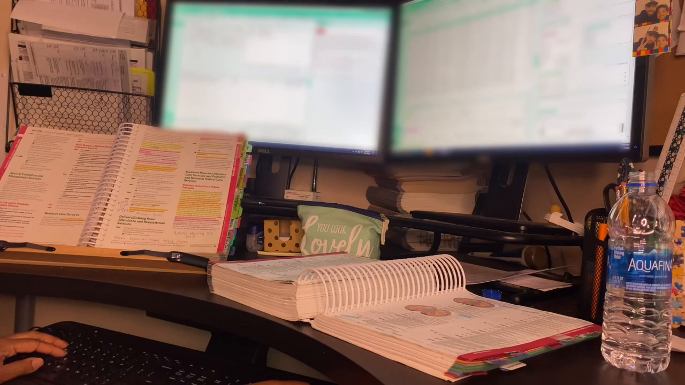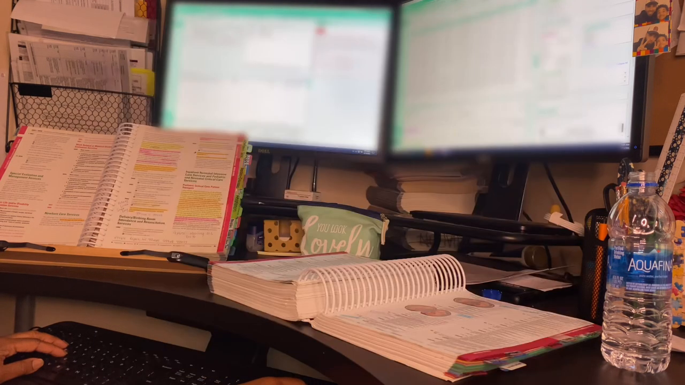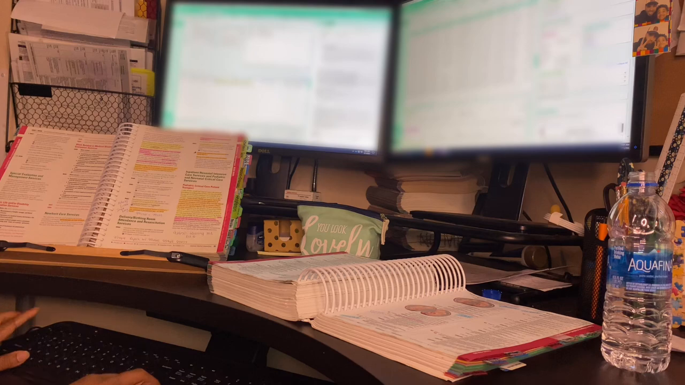Let me see, we have an error because we're billing a consult 99253, and this payer does not accept consult codes. So I have to review the documentation for this consult. And there was a teaching physician involved, so I have to change the service provider to the resident and add my GC modifier.